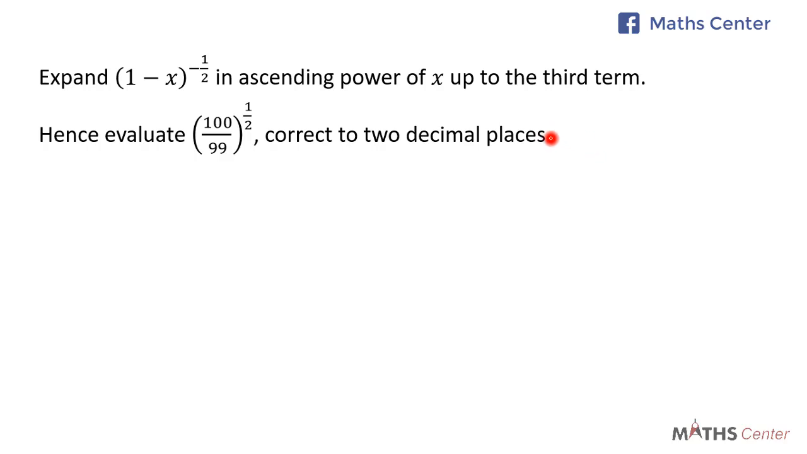So here our question is in 2 parts. For the first part, we are going to expand (1 - x) exponent negative half in ascending powers of x up to the third term. That is, the powers of x should increase as we move from the first term to the second term to the third term. Then we would use the results to evaluate (100 divided by 99) exponent half and correct our answer to 2 decimal places.